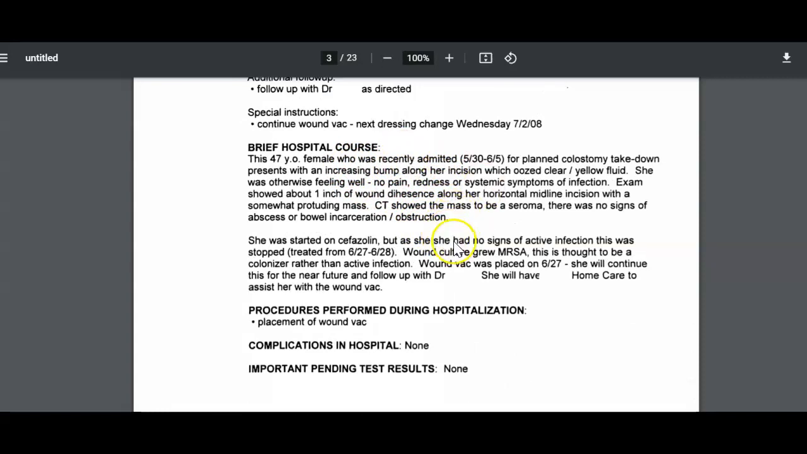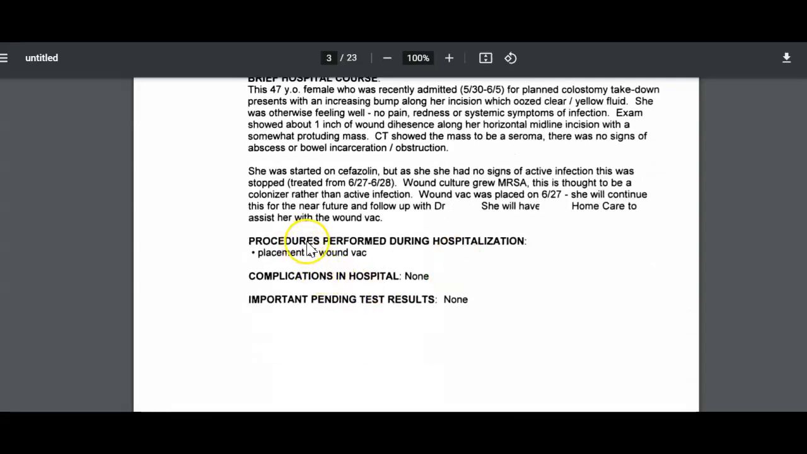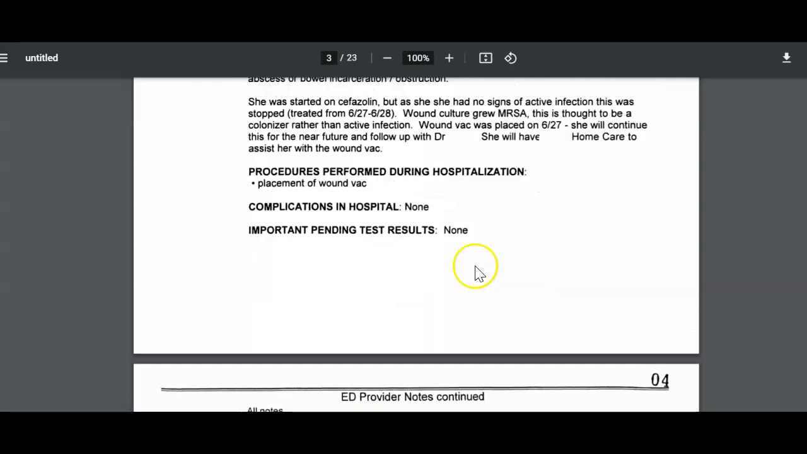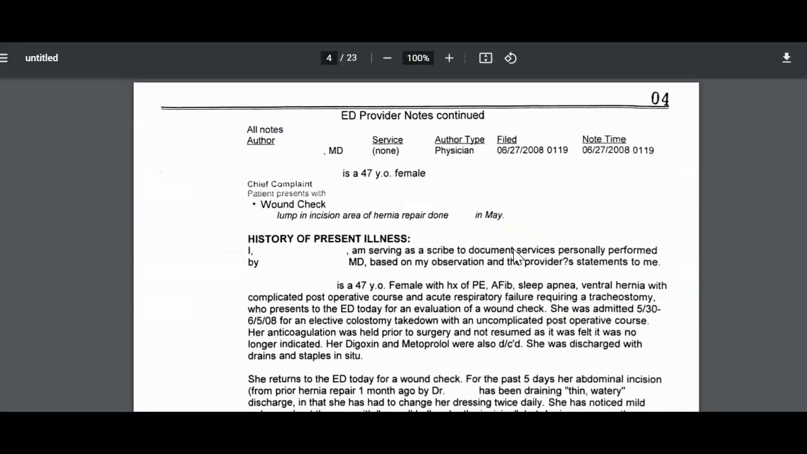So I always read through, basically I read through the whole chart. I always start usually with the discharge summary. I like to read the H&P. I go into the doctor's notes, the orders, to see if they ordered anything, any medications, all of that. Procedures performed. They did do a wound vac. There were no complications. Okay, there are no pending test results.